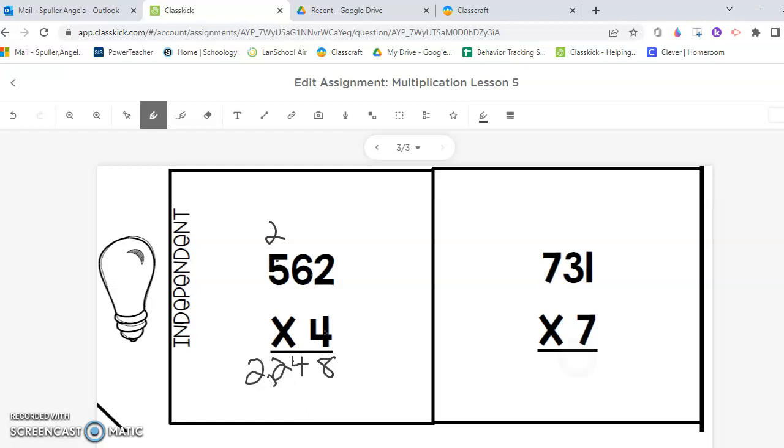7 times 1 is 7. 7 times 3 is 21. 7 times 7 is 49, add 2: 49, 50, 51. Okay, so my answer is 5,117. Great job. That's the end of lesson 5.